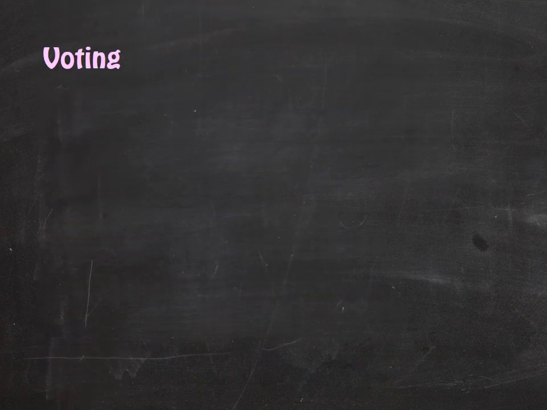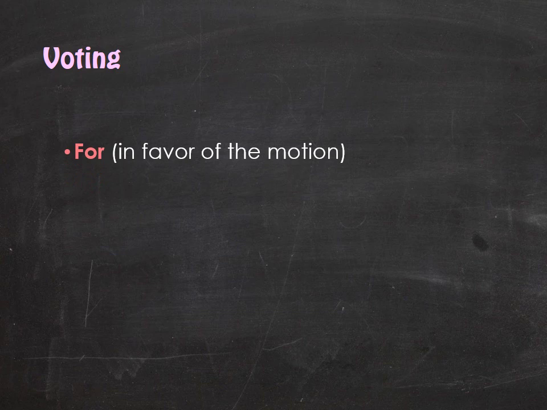In voting, you can be for something if you are in favor of it, or vote against the motion if you are opposed to the idea, or abstain from voting, meaning you just aren't participating in the vote. You shouldn't just abstain because you're feeling lazy and don't want to raise your hand, or because you don't plan on attending the event yourself.